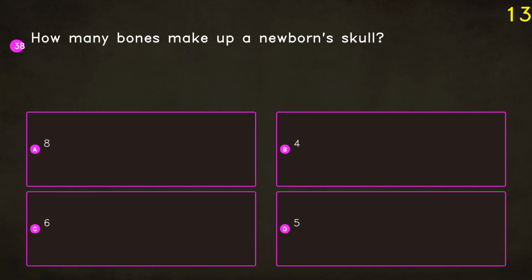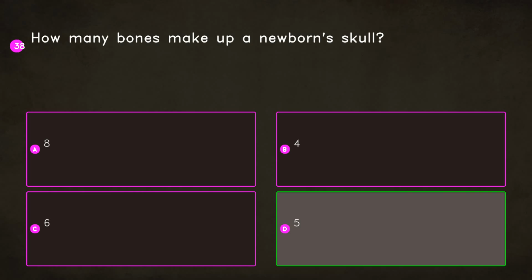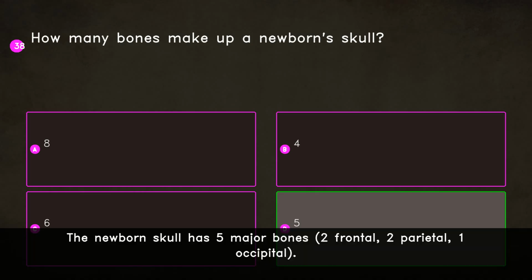Question 38. How many bones make up a newborn's skull? A. 8. B. 4. C. 6. D. 5. The correct answer is 5. The newborn skull has 5 major bones, 2 frontal, 2 parietal, 1 occipital.